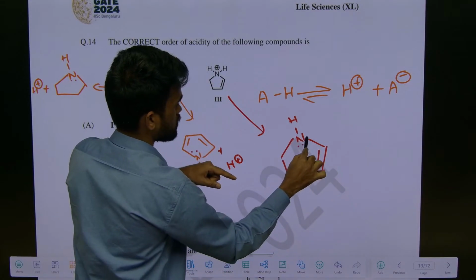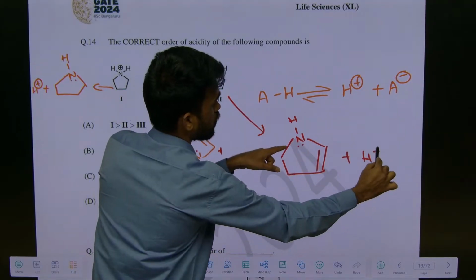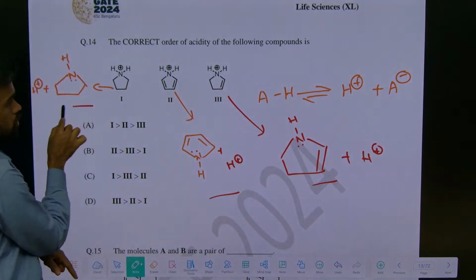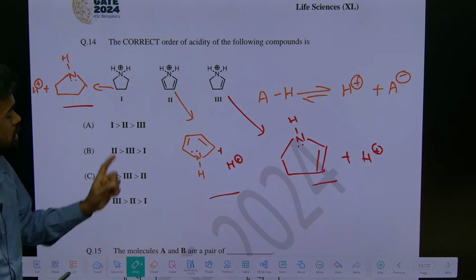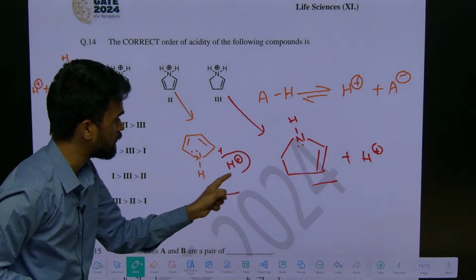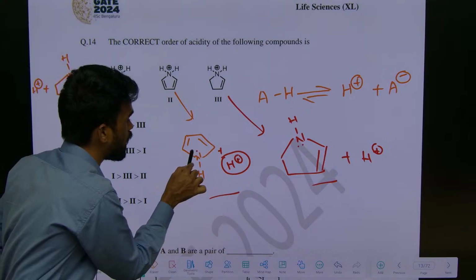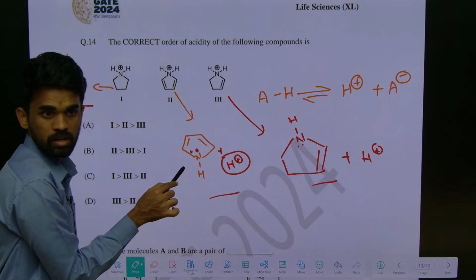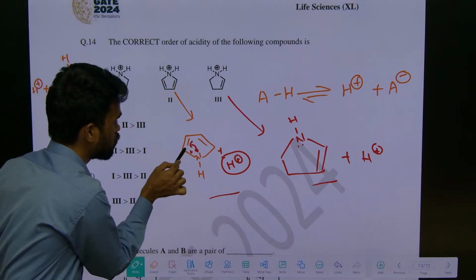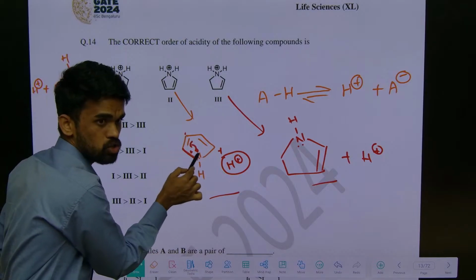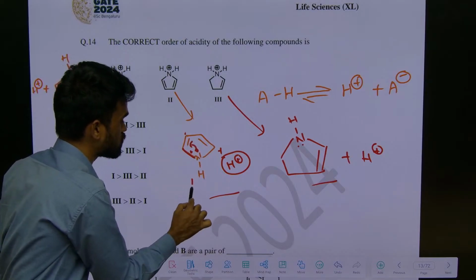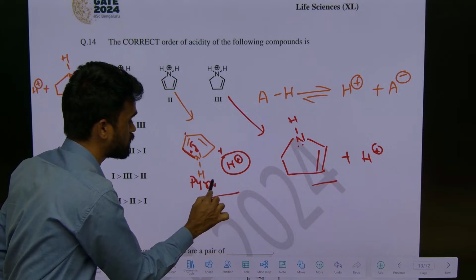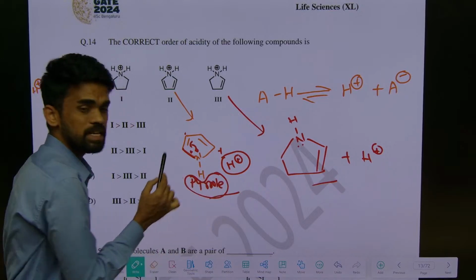If one H plus is released, this conjugate base is formed. That's it, no? Now if you see this second structure, after releasing the H plus ion, we are getting an aromatic species. Yes or no? See, lone pairs, sigma bond, pi bond, so conjugation is there. What is the name of this cyclic ring? It's called pyrrole. So pyrrole is an aromatic ring.